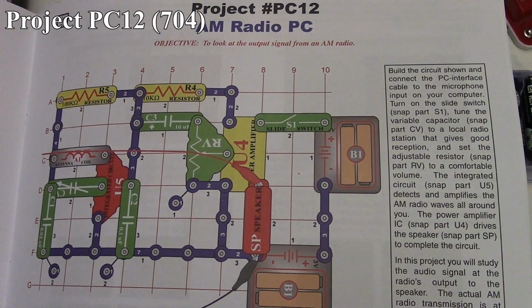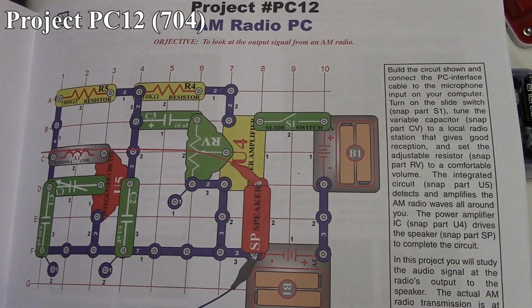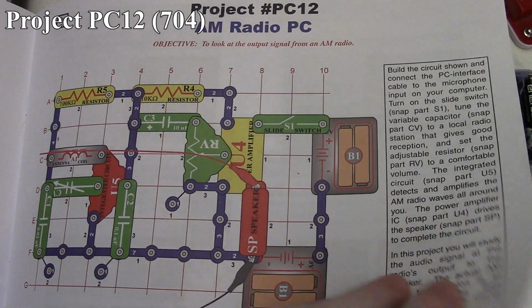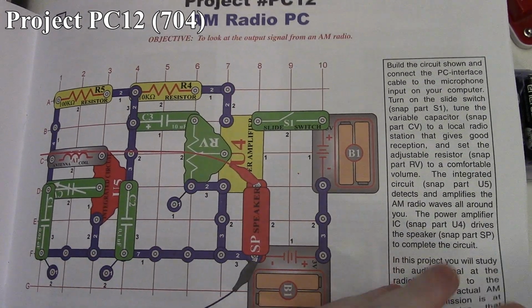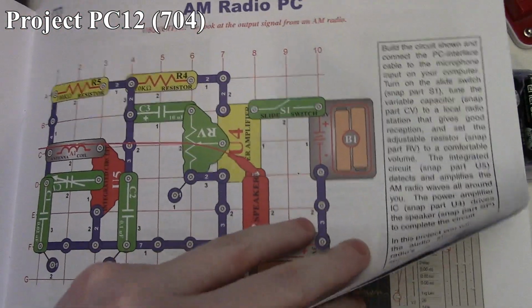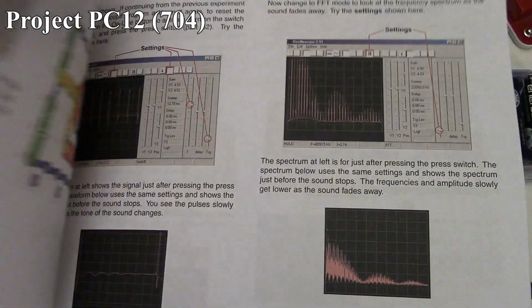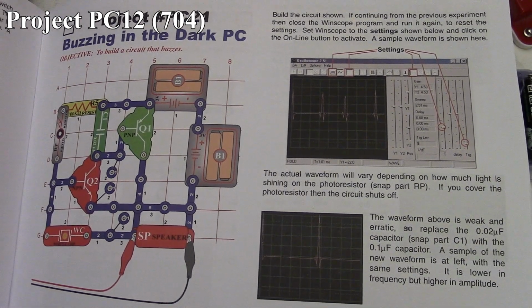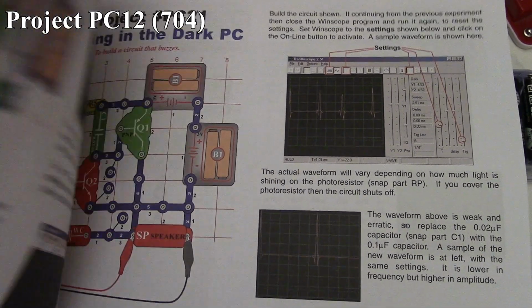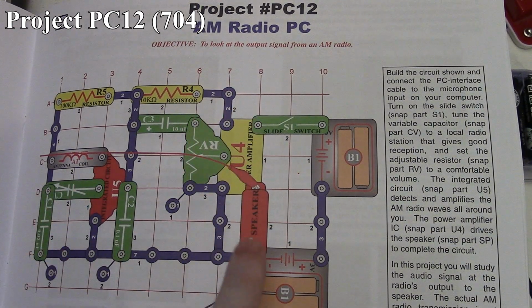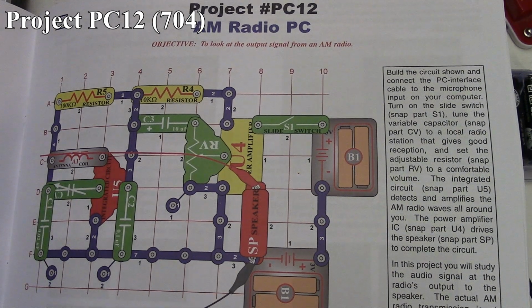In this set of Snap Circuits videos, we're continuing to look at the PC projects from the CI-73 expansion of the SC750 set, starting with the AM Radio PC here, Project PC12, and going up to Project PC20, which is the Space War Flicker PC over here on the side of the book.